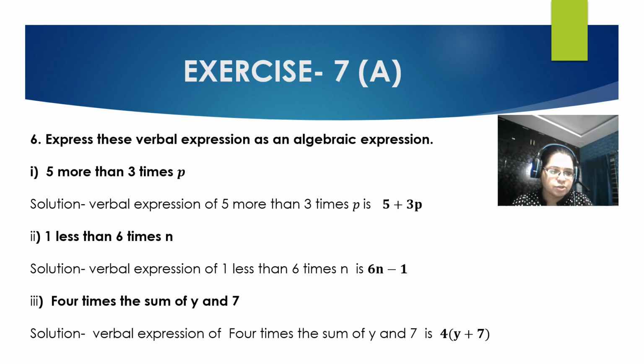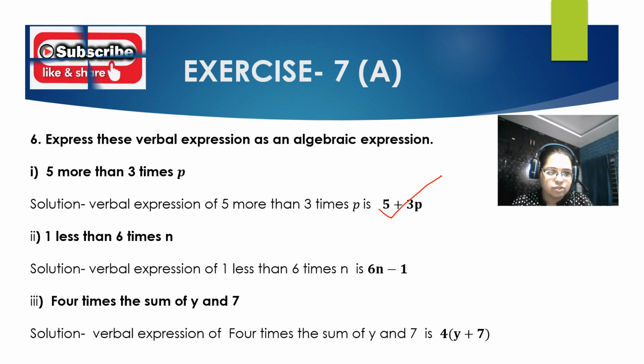So verbal expression of 5 more than 3 times P is 5 plus 3P. More than is plus symbol and times is multiplication symbol. Second bit 1 less than 6 times N. Less than will be represented with minus sign and times will be represented with multiplication sign. So verbal expression of 1 less than 6 times n is 6n minus 1.